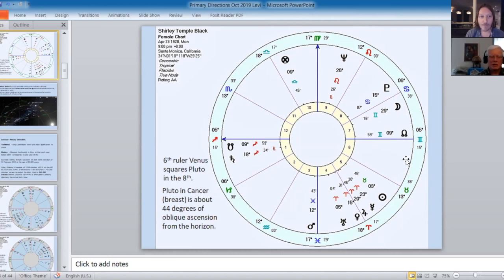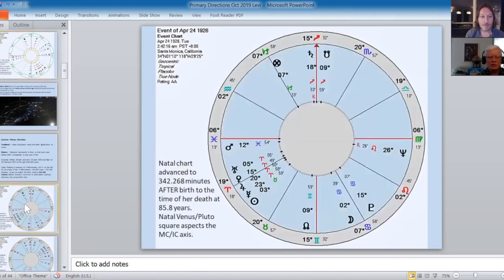Right. Now, what I was doing in this chart is she also died in 2014. So she died at 85.8 years of age. So here I took the 85.8, multiplied it by the 3.92 minutes per year, and that gives me 342 minutes. And so I moved her chart forward by 342 minutes from 9 p.m. I took her birth chart, added 342 minutes, and that gave me a chart April 24th, the next day at 2:42 in the morning. And this should correspond to the day she dies, actually.